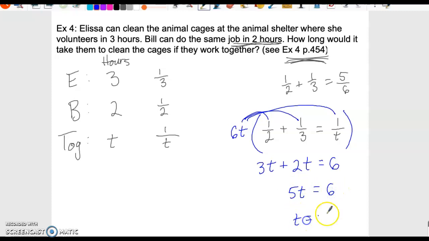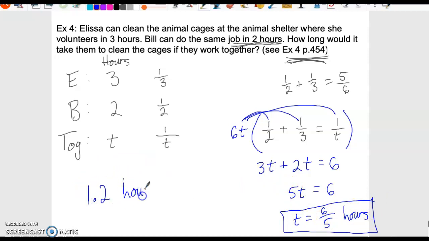So t would take 6/5 hours. So you don't have to switch anything. If you would rather write this as 1.2 hours, you'll get full credit. I would hesitate to have you guys change this to be 1 hour and 20 minutes, because that's wrong.